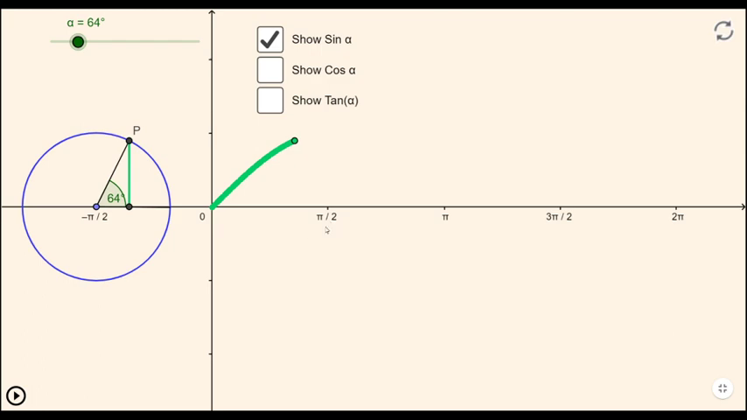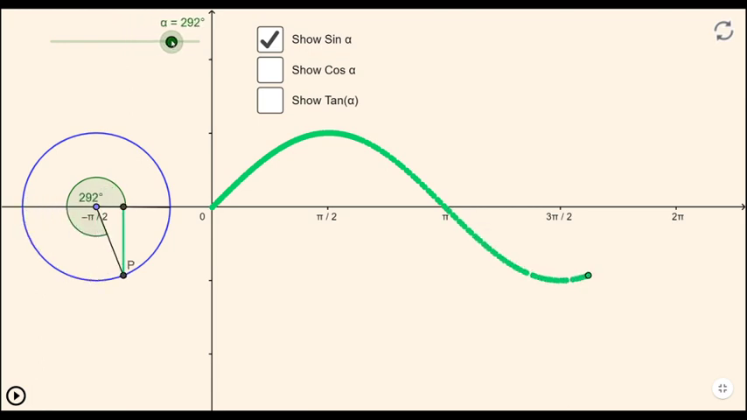Now pi over 2 means what? Here is 0. So when we go to pi over 2, it's over here. 2 pi is the whole perimeter. So this is actually 90 degrees. And if we continue, pi is at 180 degrees. So if you notice, it goes on and on.